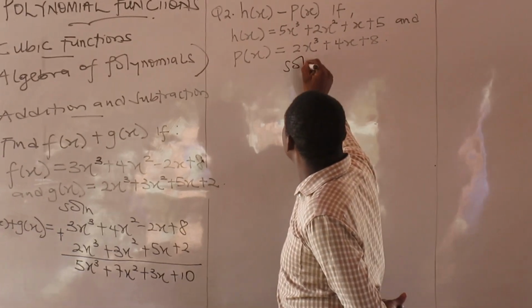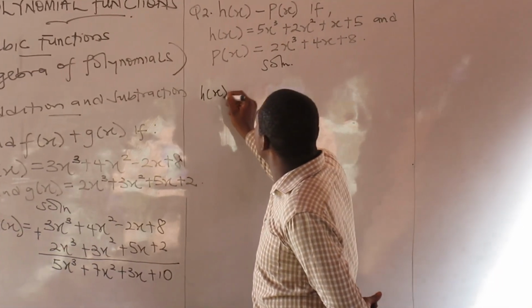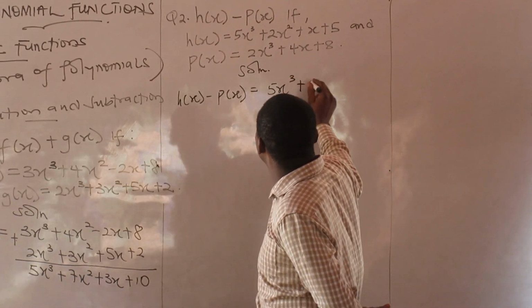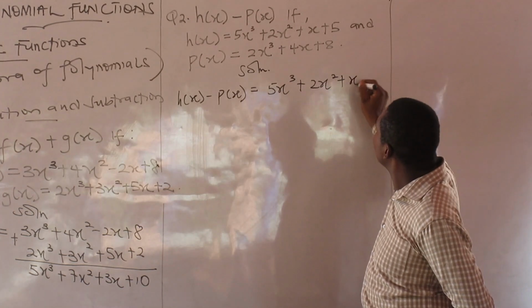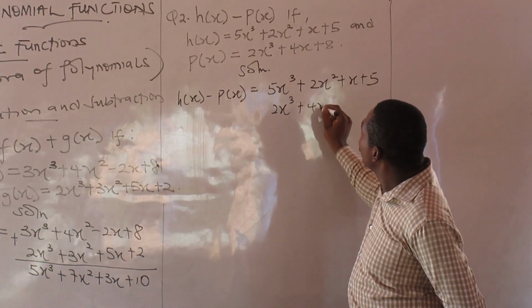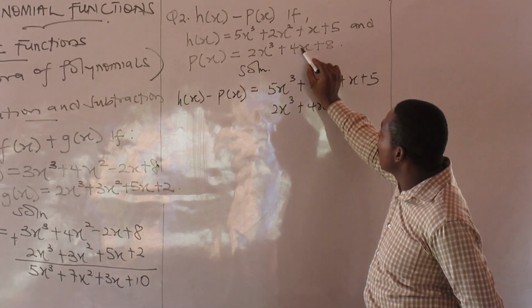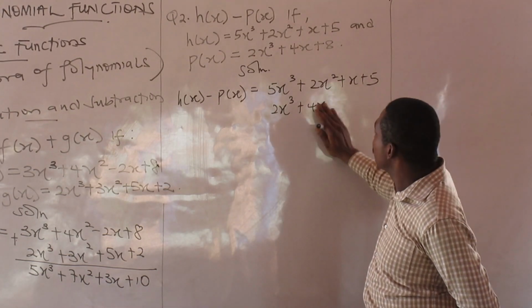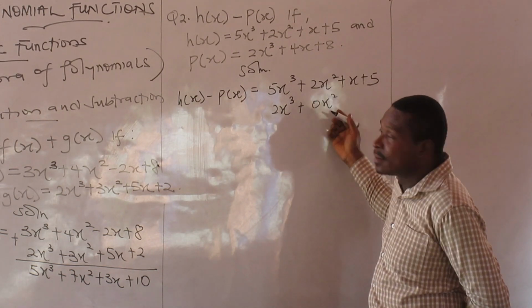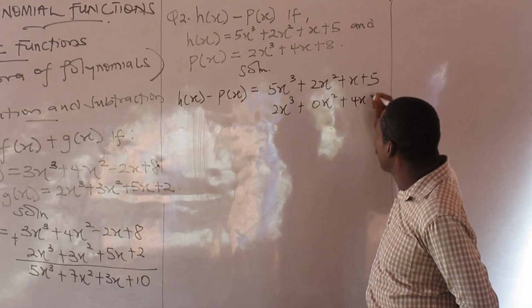So subtraction. h of x minus p of x. So you arrange them in order. Okay, that is 2x cubed. 4x. Now watch. You see, I have 4x. I don't have anything squared, right? So I have to get a term for it. So 0x squared, okay? There's nothing there. Plus 4x. It should be in order, okay?